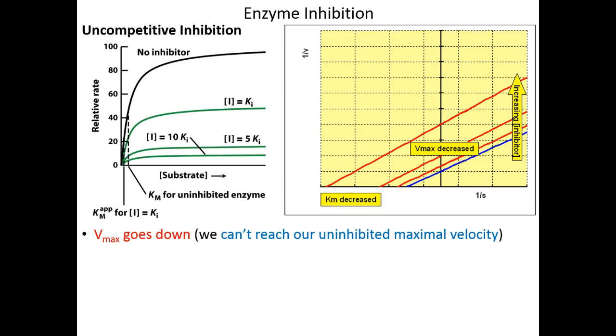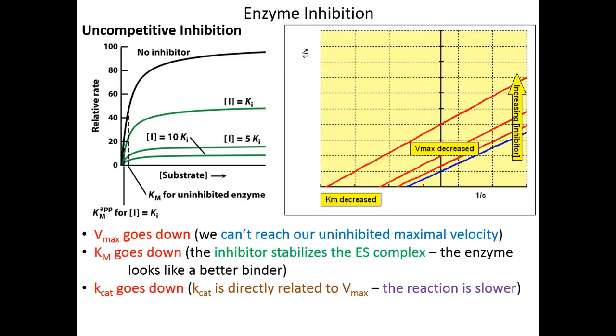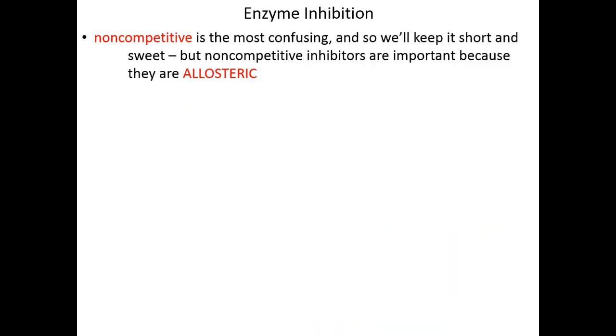So the hallmark features of an uncompetitive inhibitor is that Vmax goes down with increasing amounts of inhibitor. We can't reach our uninhibited maximal velocity. And Km goes down as well, because the inhibitor is stabilizing the enzyme-substrate complex. That enzyme looks like a better binder. Whatever Vmax does, Kcat does as well. So Kcat is going down because it's directly related to Vmax. The functional turnover number of the reaction is indeed slower. Remember, this inhibitor works by taking away functional enzymes. So that's its inhibitory mechanism.